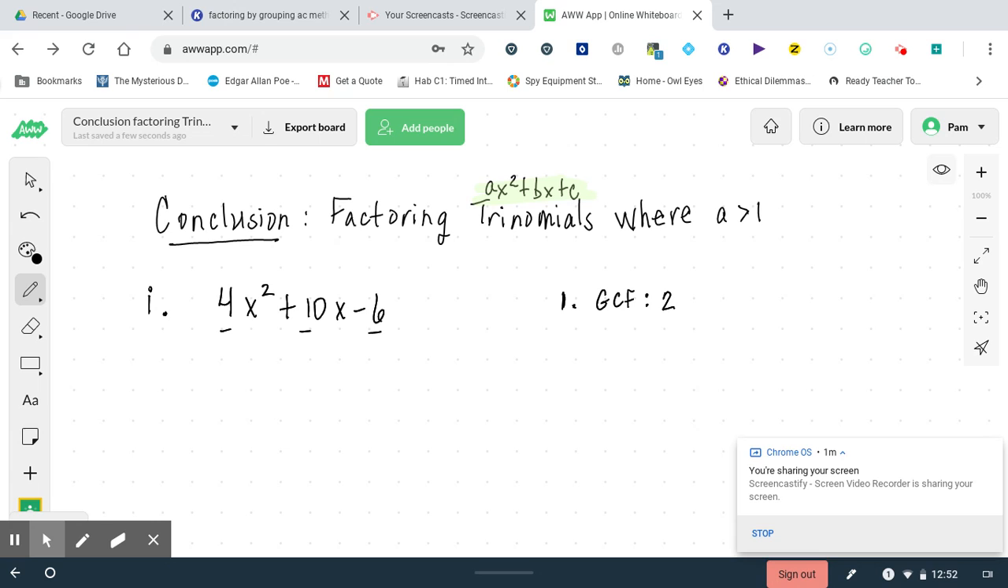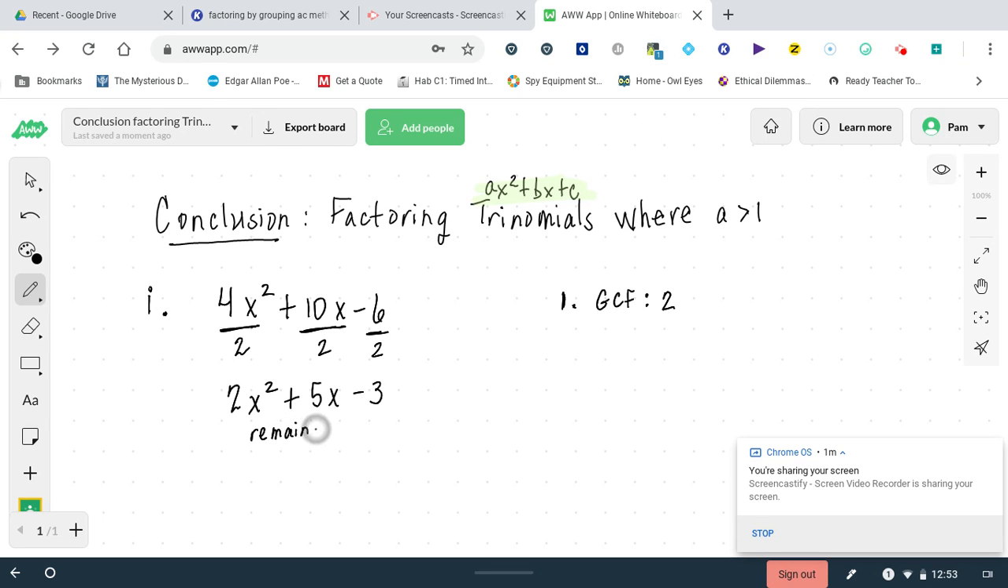Okay, what do you do with your GCF? You divide each of these terms by your GCF. That's going to leave us with 2x squared plus 5x minus 3. Now I'm going to do something a little differently than I did on the previous video. This is my remainder. I don't want to write it right there because I need to start working underneath here. Your remainder is what's left over after you divide. Your GCF always goes with your remainder.